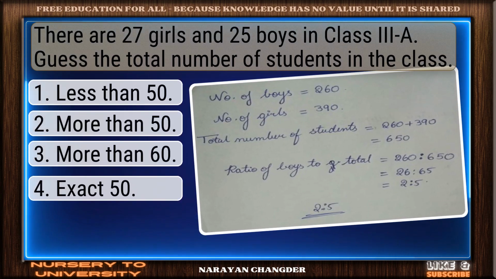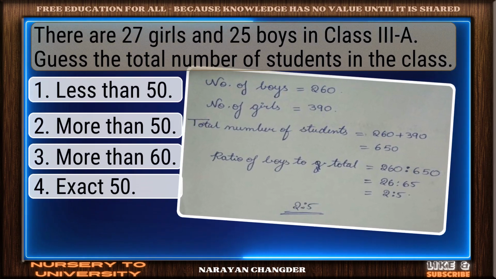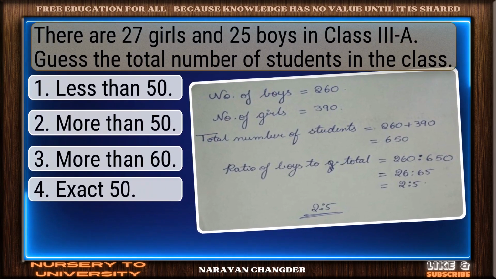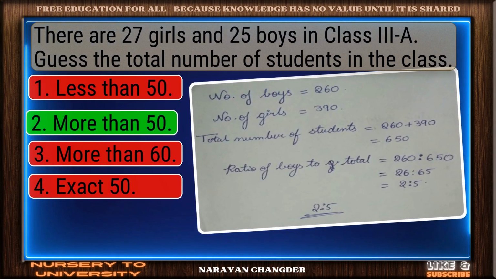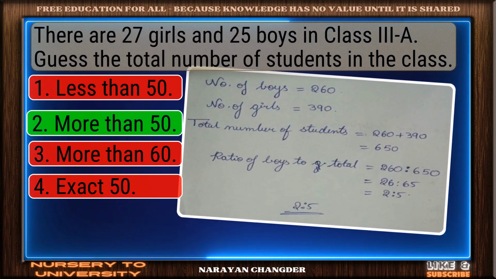There are 27 girls and 25 boys in class EA. Guess the total number of students in the class? Well reasoned. More than 50 is the correct choice.